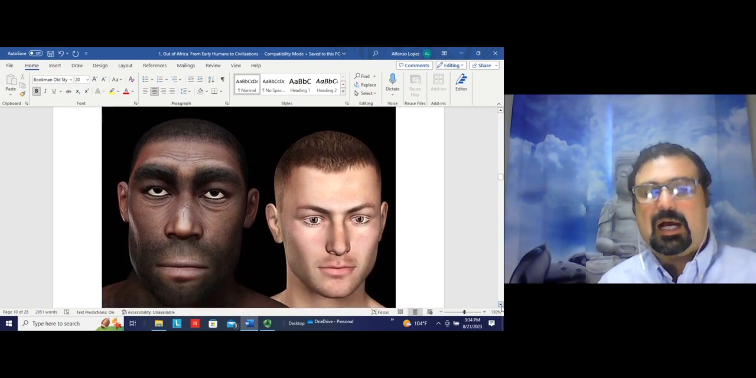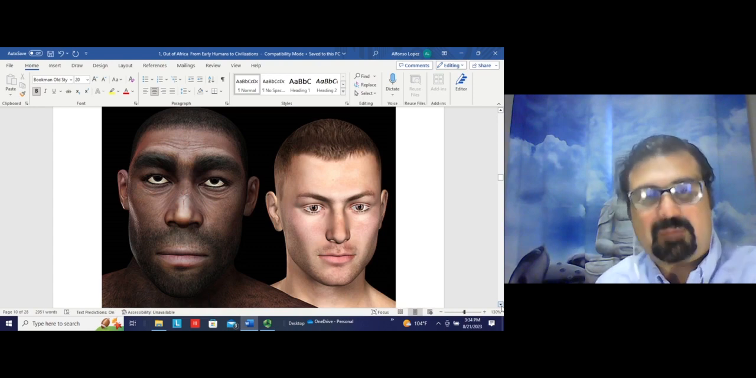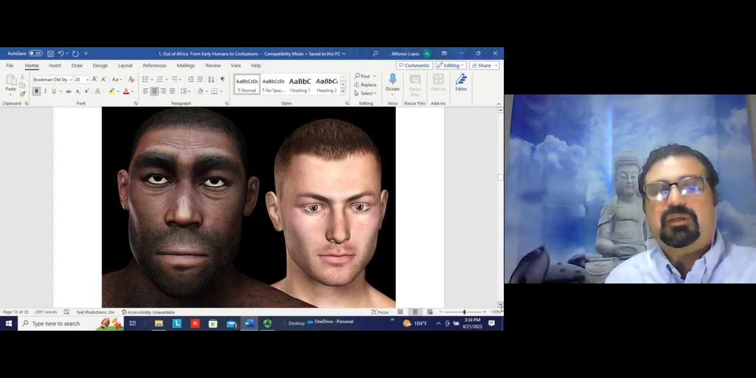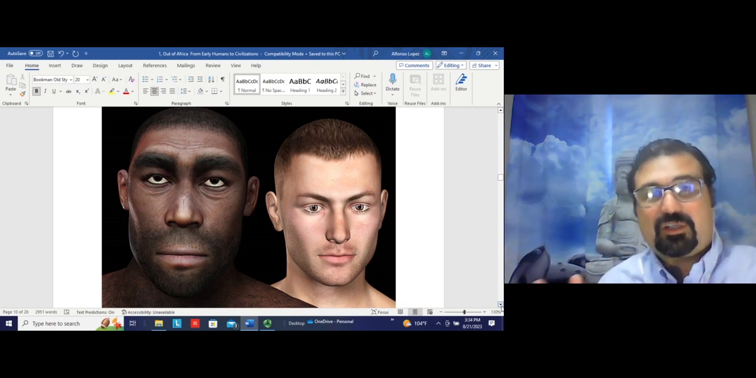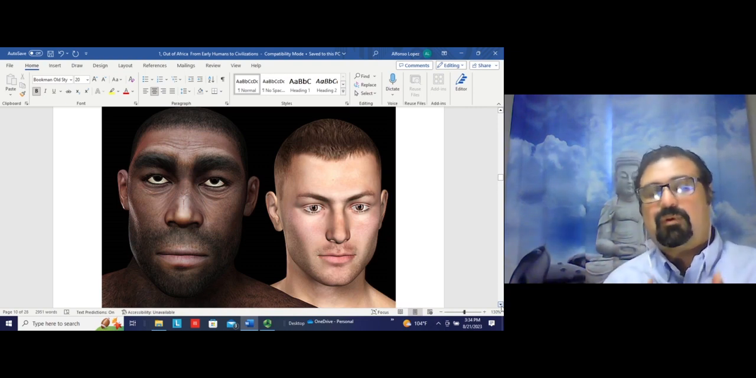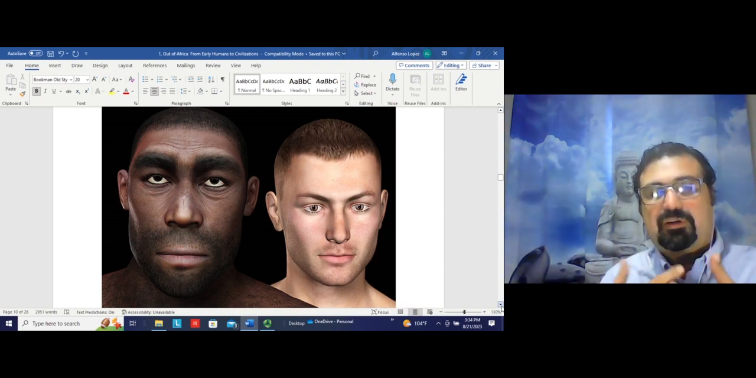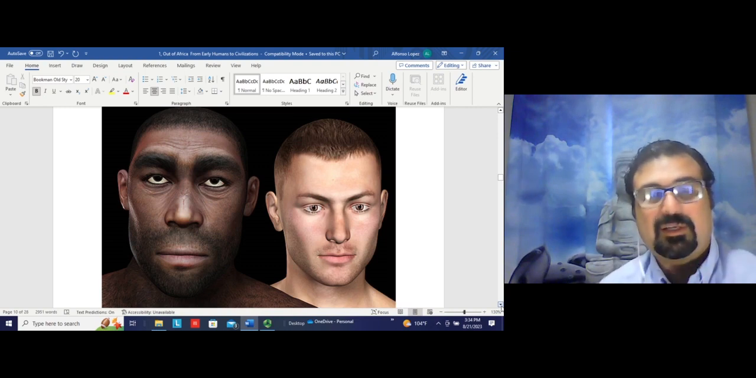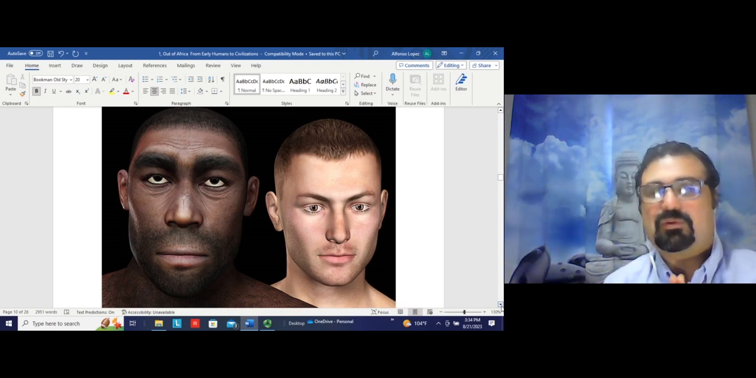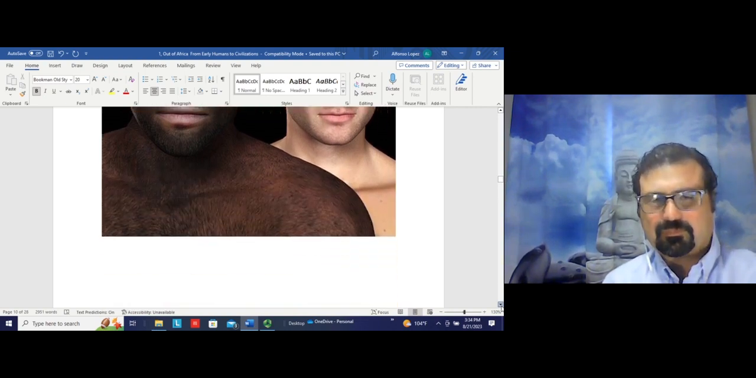Okay, and this is a reconstruction of Homo sapiens. There was variation in terms of skin color, for example. There was variation in the texture of their skin and hair and so on. But nonetheless, this is the same species. In other words, the modern day Homo sapiens.